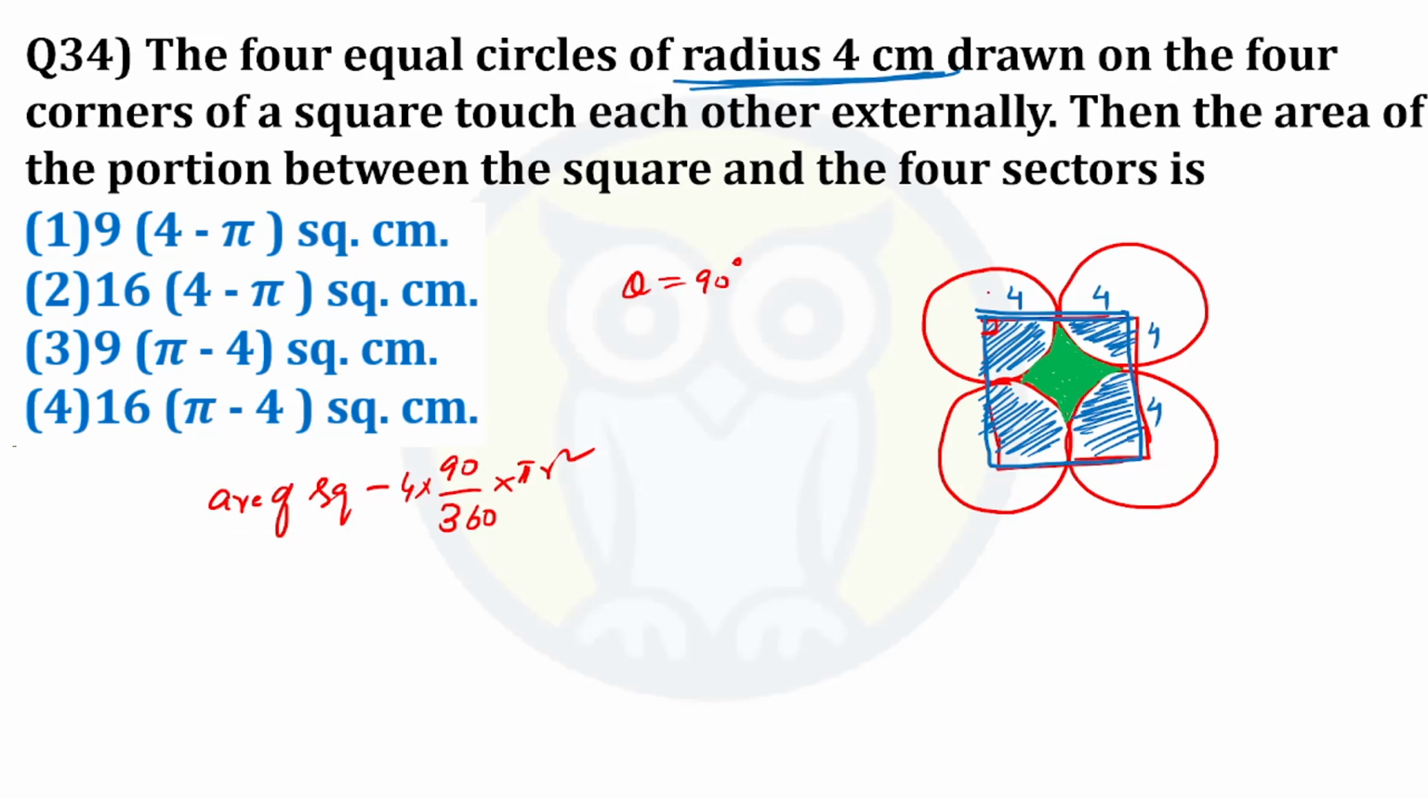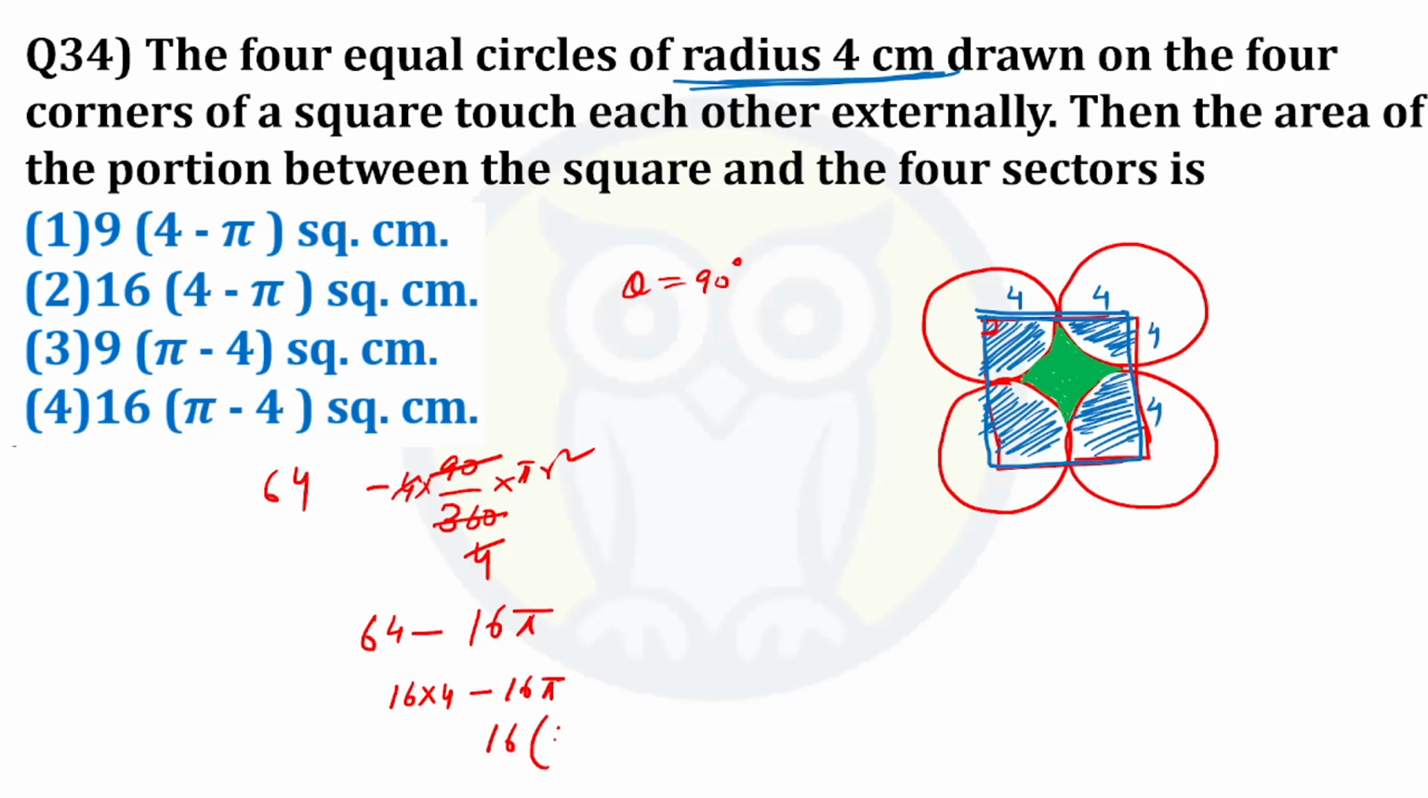Area of square will be side square, which means 8 square, that is 64. Now the radius is given as 4 centimeter, so we have 64 minus pi into 4 square. 4 square is 16, so 16 pi. 64 is 16 into 4, so 16 into 4 minus 16 pi. Simply take 16 common.